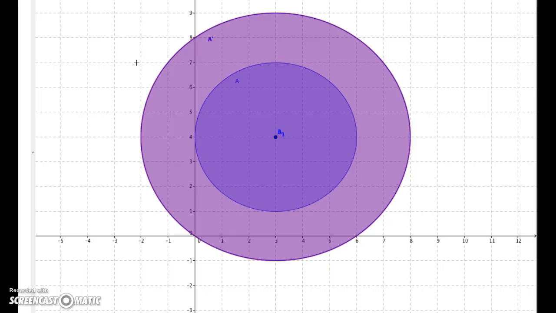circle. So now we dilated and we translated our circle A to where it exactly covers circle B, thus proving that circles are similar to each other. And you can do this with any circles of any size.